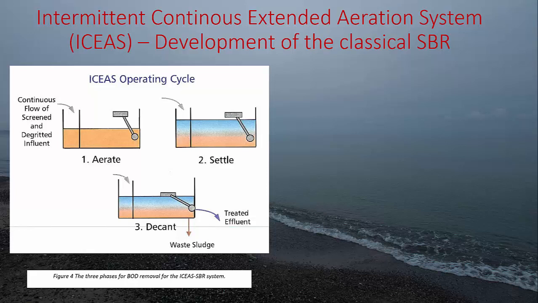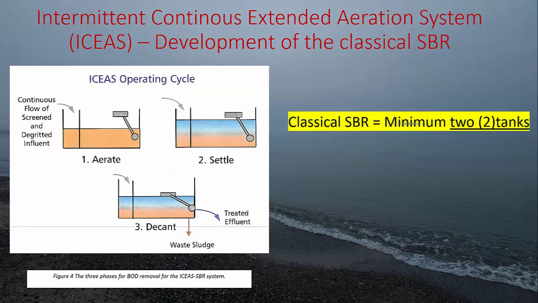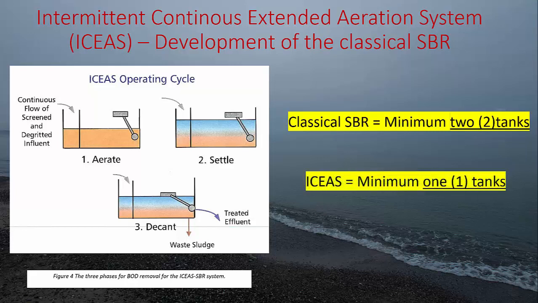So by having a continuous inflow, you decrease the 5 phases down to 3. Furthermore, you don't have to worry about having a tank ready to take the inflow when you shut down one tank to do the reaction. The comparison between the classical SBR and the ICEAS system is that with the classical SBR you need a minimum of 2 tanks, but with the ICEAS system you only need 1 tank. And of course the ICEAS is easier to operate. That ends the information about SBR, the CAS and the ICEAS system.